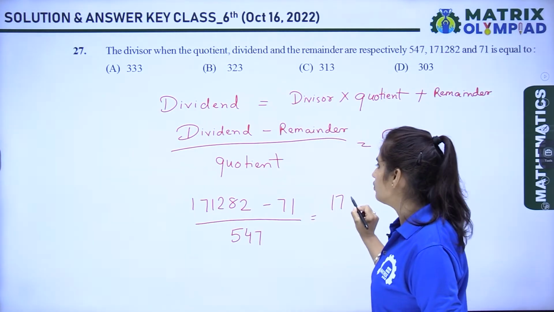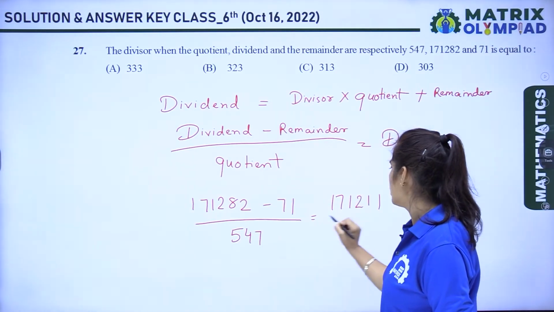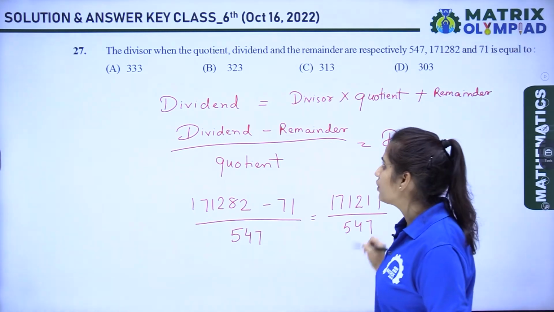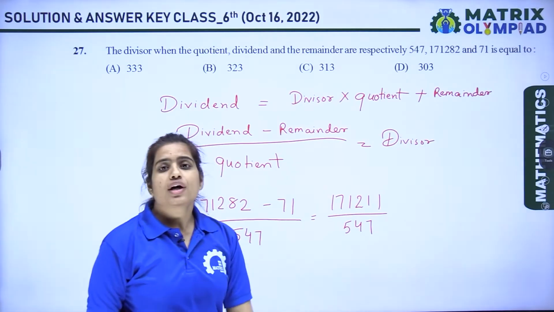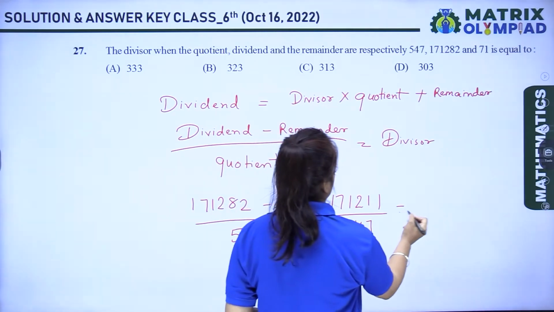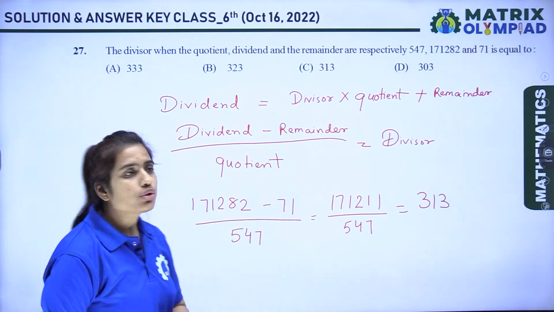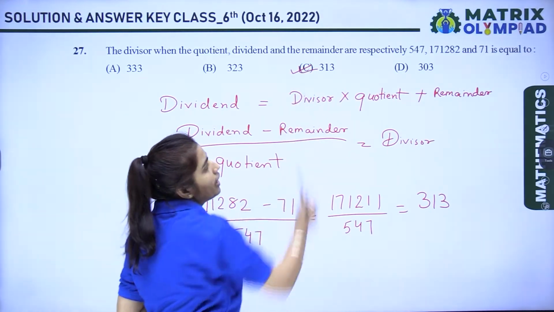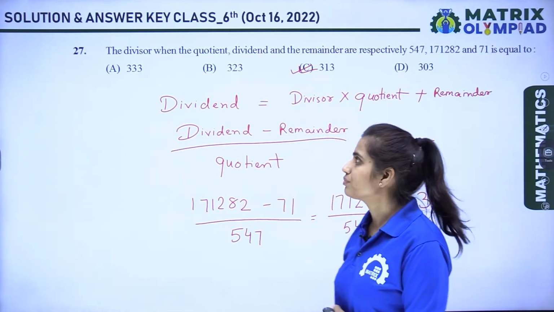Here the answer will be 171,211 upon 547. So, after dividing 1,71,211 by 547, we get 313. So, according to the question, we can see that option C is the correct answer. I hope you understood this.